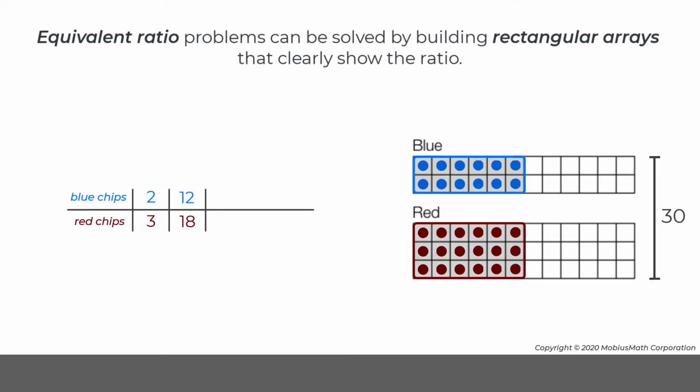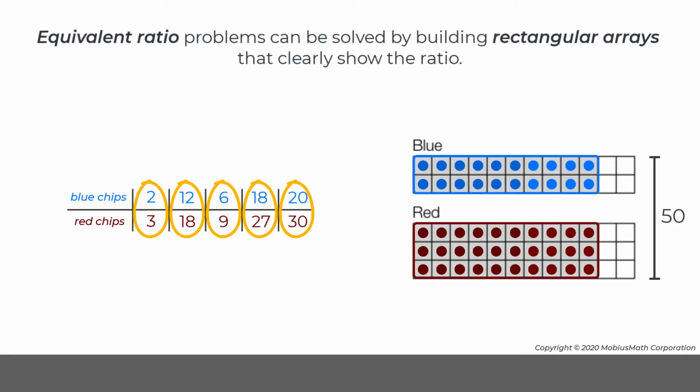So, we can say that the following ratios are equivalent because there are 2 blue chips for every 3 red chips in both ratios. The rectangular arrays can also be used to find other equivalent ratios. These equivalent ratios can be organized in a ratio table.